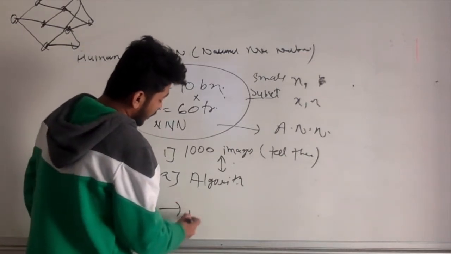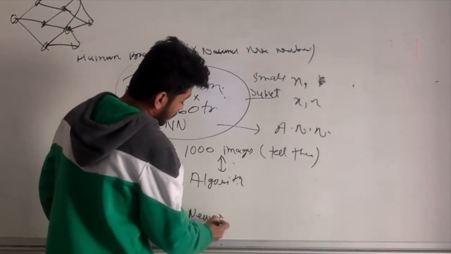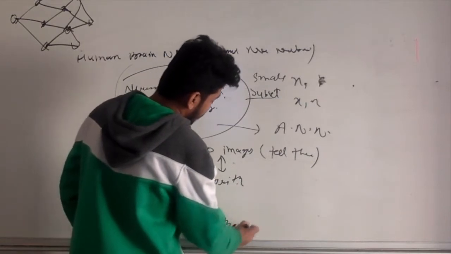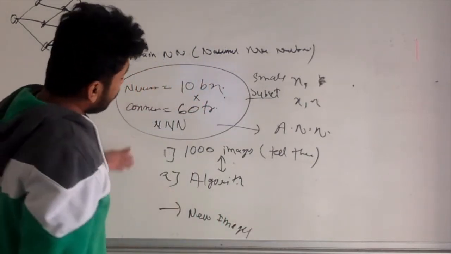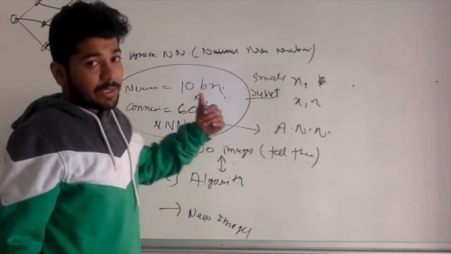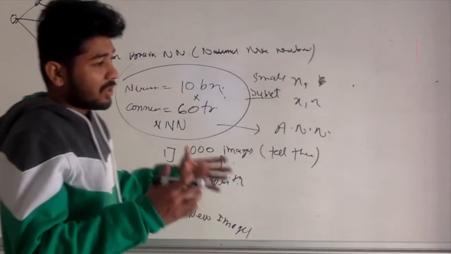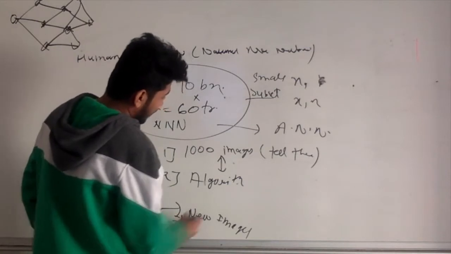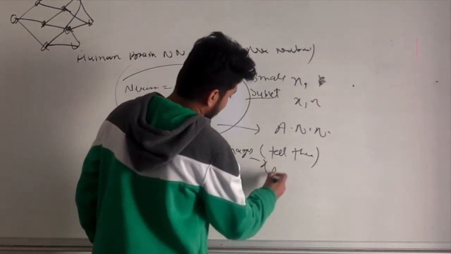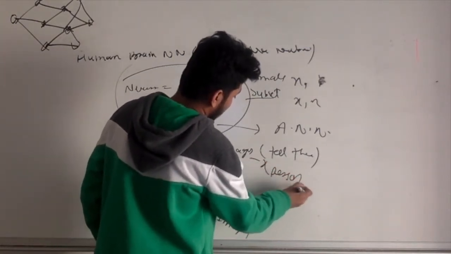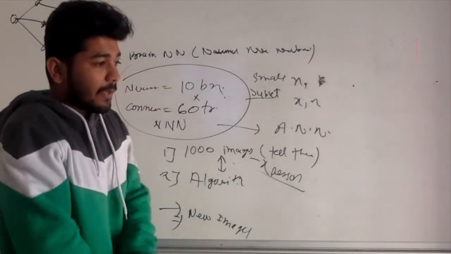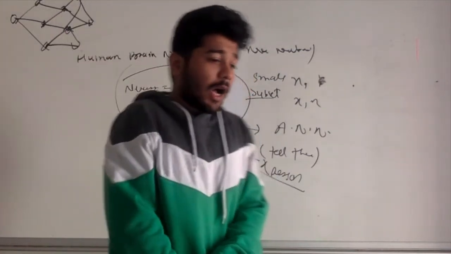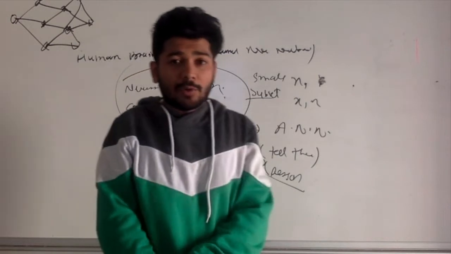Then if you give a new image, the computer will try to look into all these images, and then it will try to come up with the best match. It will tell you, out of these 1000 people, this new image is similar to X person. So it will be able to tell you. So the thing is, how much time will a computer take?